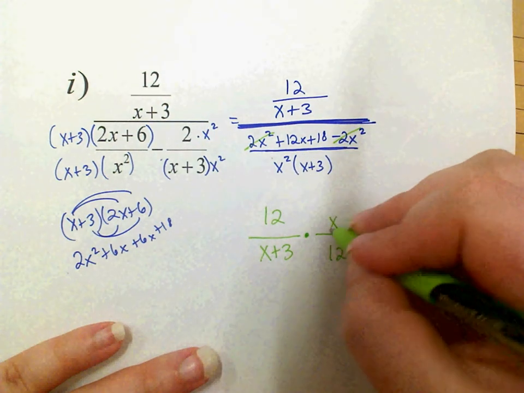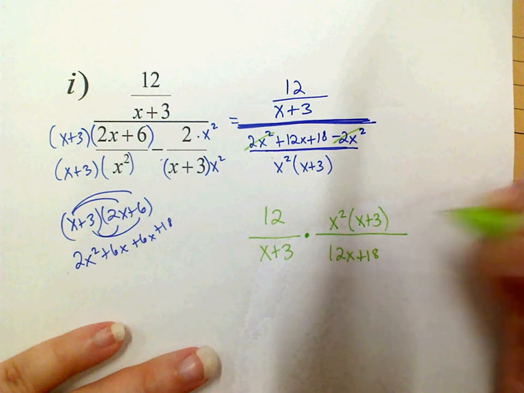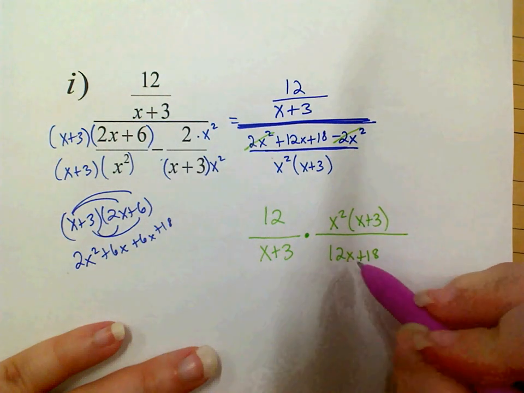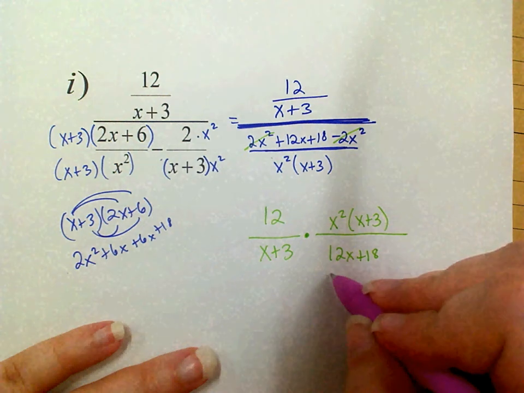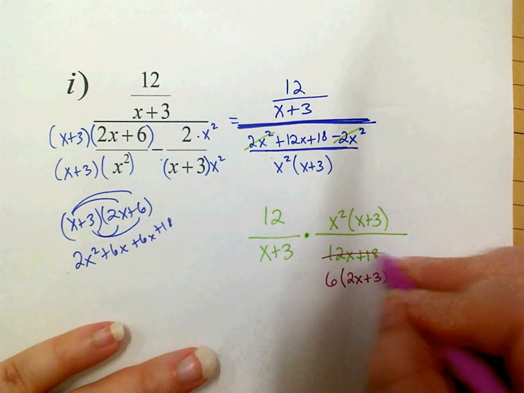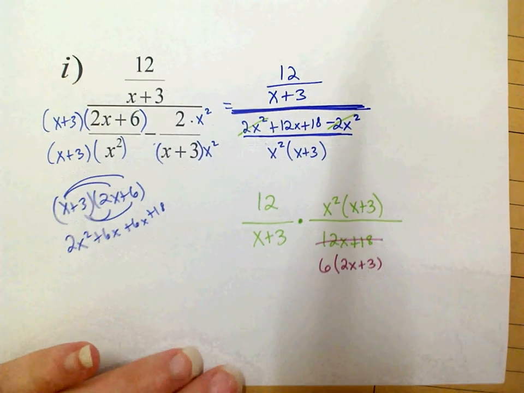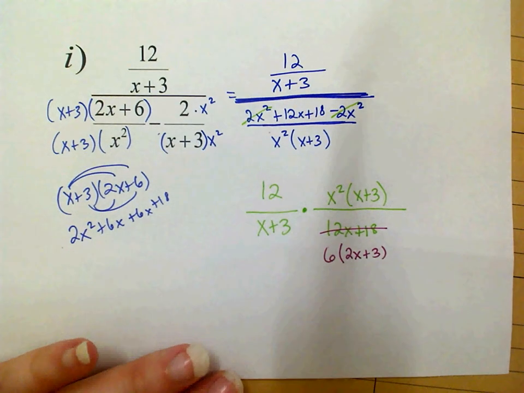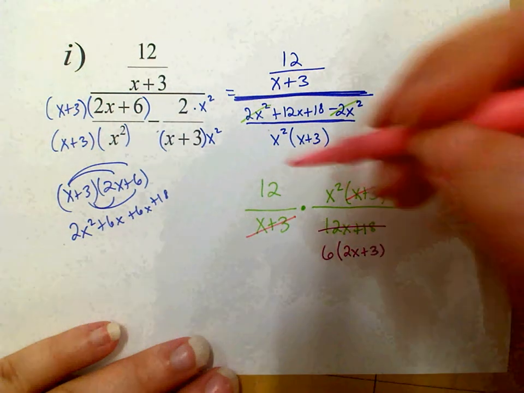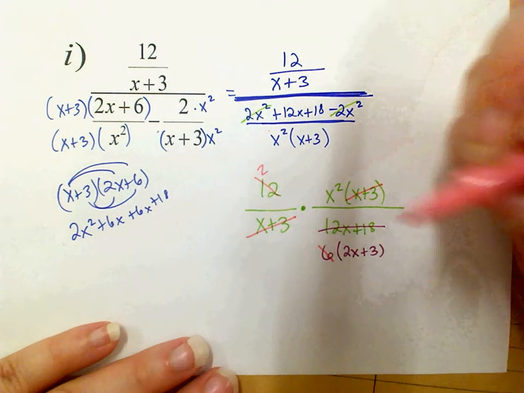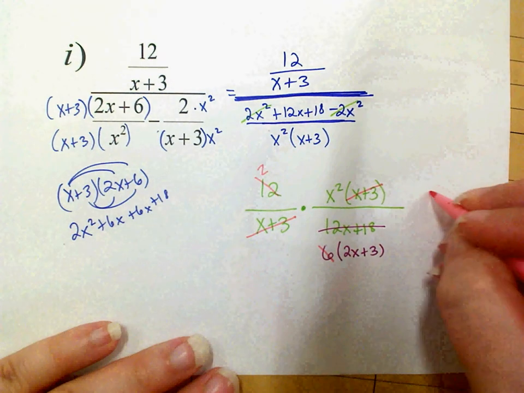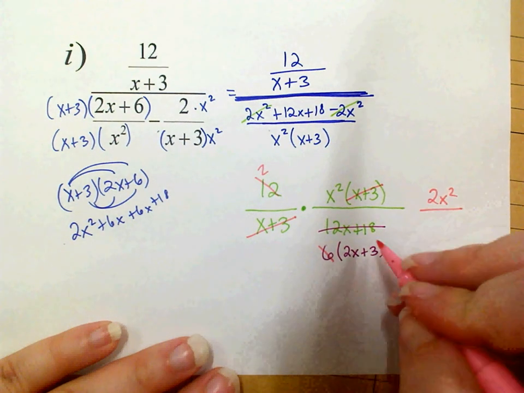Okay? So at this point, I noticed that 12x plus 18 is one more thing I can factor. I can factor out a 6, and I'm left with 2x plus 3. So 12x plus 18 is that. So, as far as what can simplify, I see an x plus 3 and an x plus 3. And I see a 12 and a 6, and 12 divided by 6 is 2 over 1. So I'm left with 2 times x squared divided by 2x plus 3. And there you go.